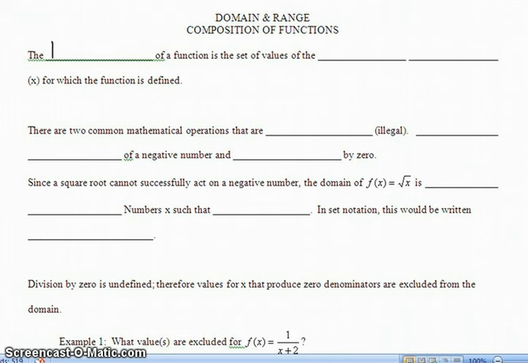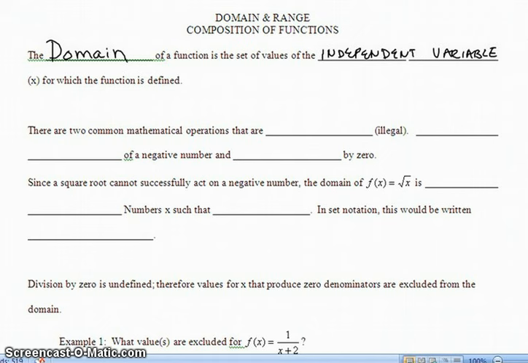If we remember, the domain of a function is a set of values for the independent variable, or the x values that we're going to put into the function. These can be just about anything we want. We just pick them. They don't rely on anything.